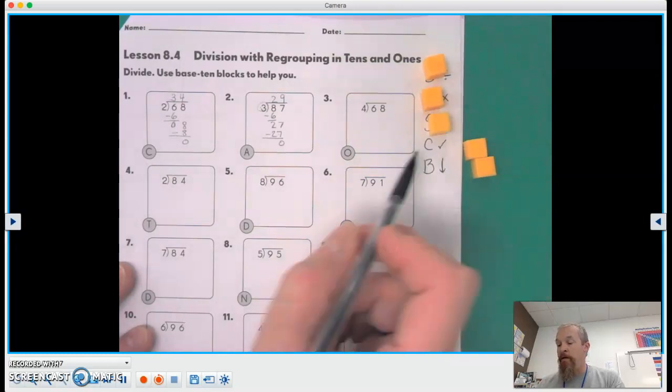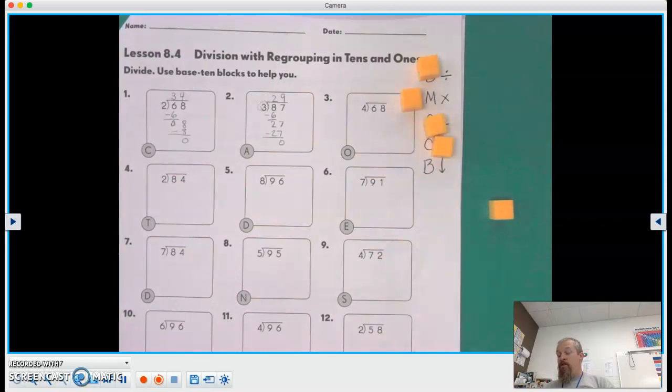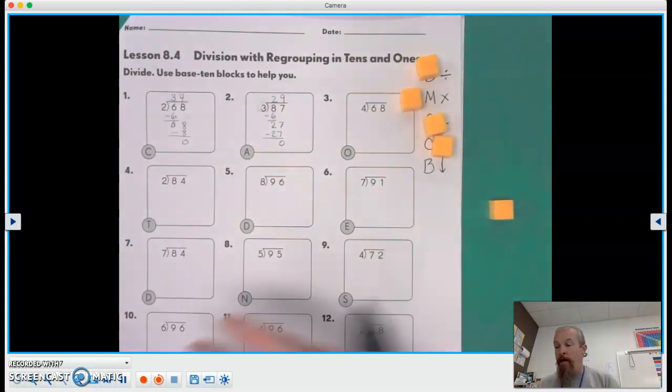Let's check it or compare it. 0 is less than 3. And we don't have anything to bring down. So our 29 down here will be the letter A.